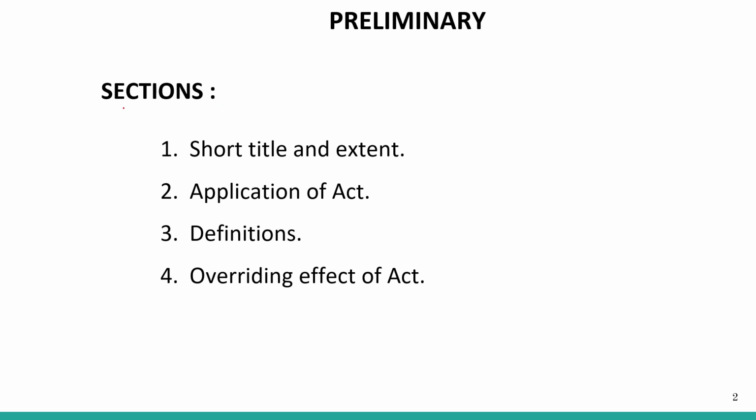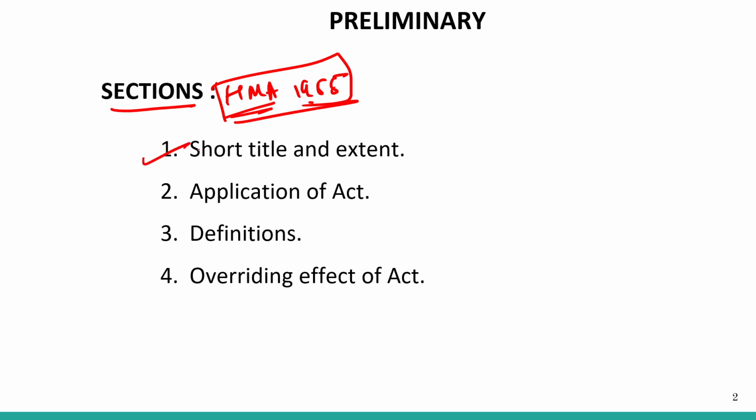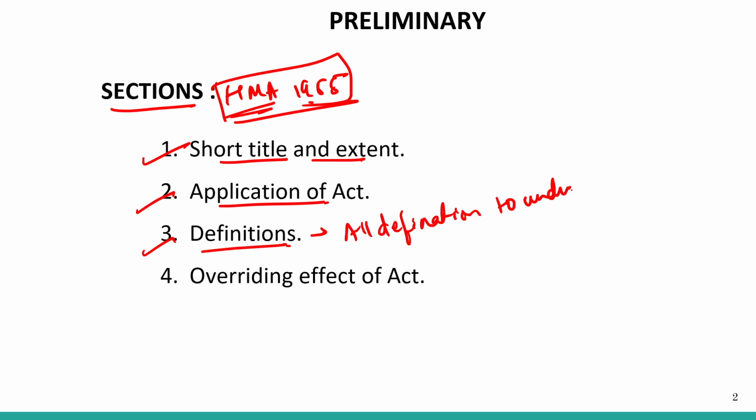This is the arrangement of sections when you talk about the Hindu Marriage Act, HMA, of 1955, and this is how we are going to represent it in our coming lectures, because Hindu Marriage Act, this is the short form that is used. The first section talks about short title and extent. The second one talks about the application of the act. The third is the definitions, which will provide us all the definitions that will come in handy in understanding this legislation.